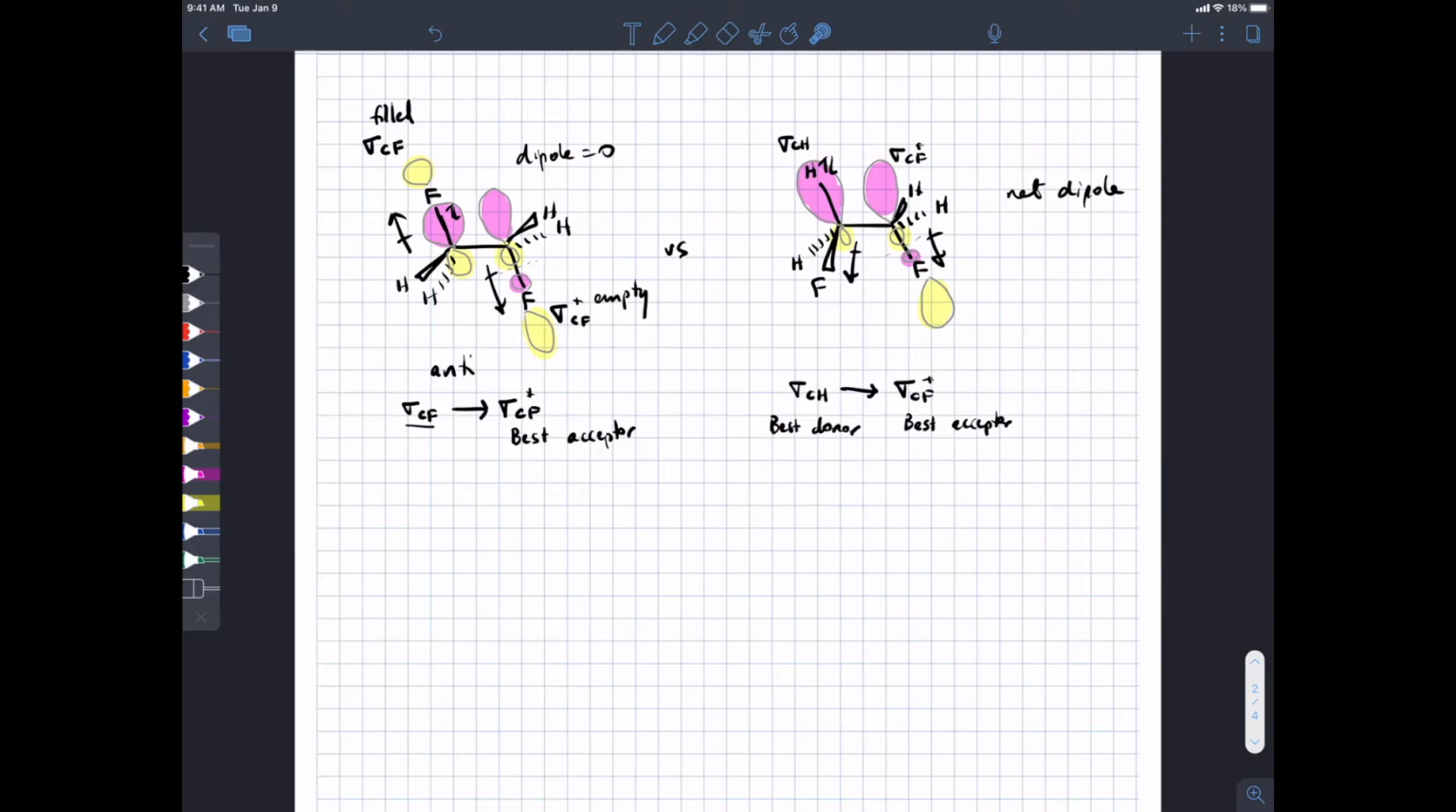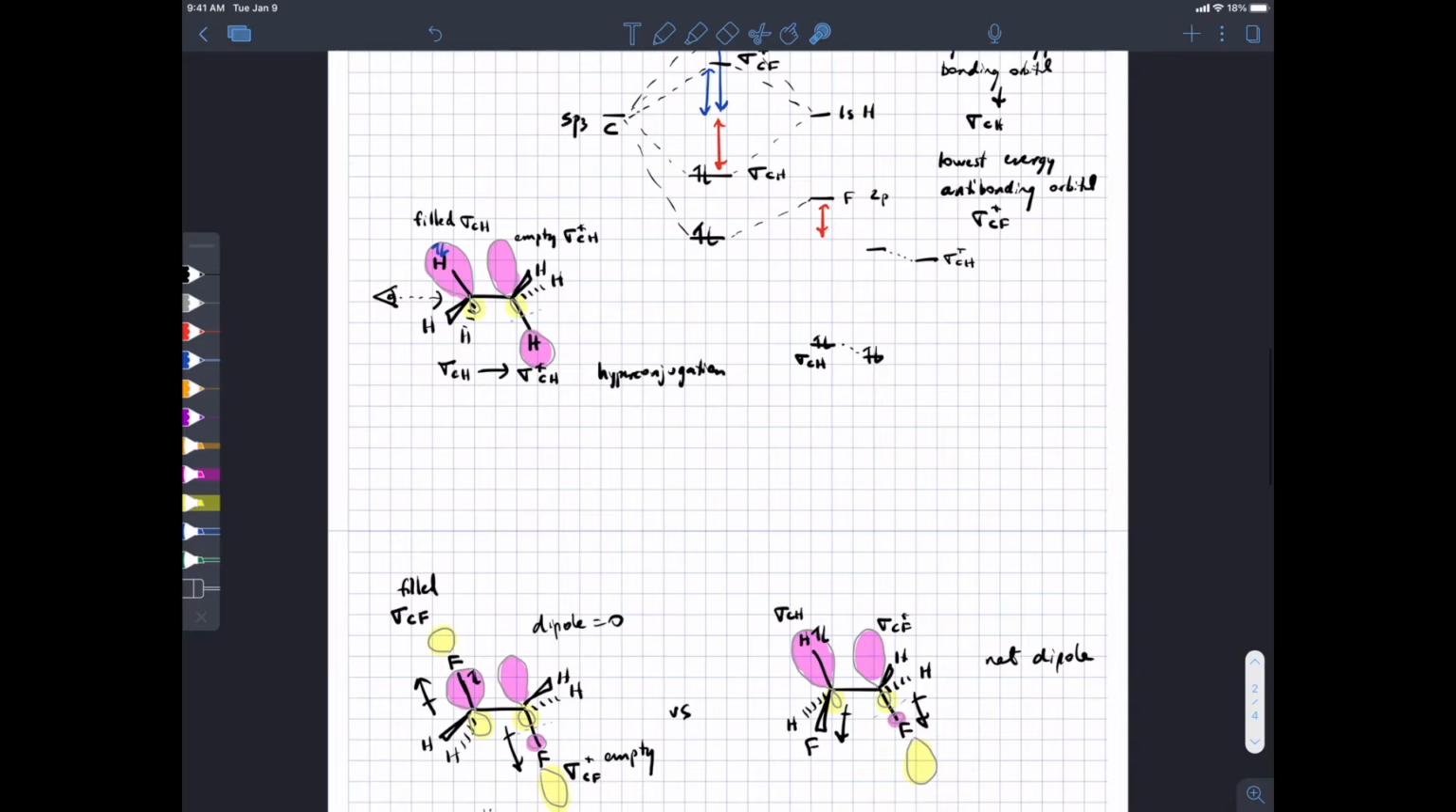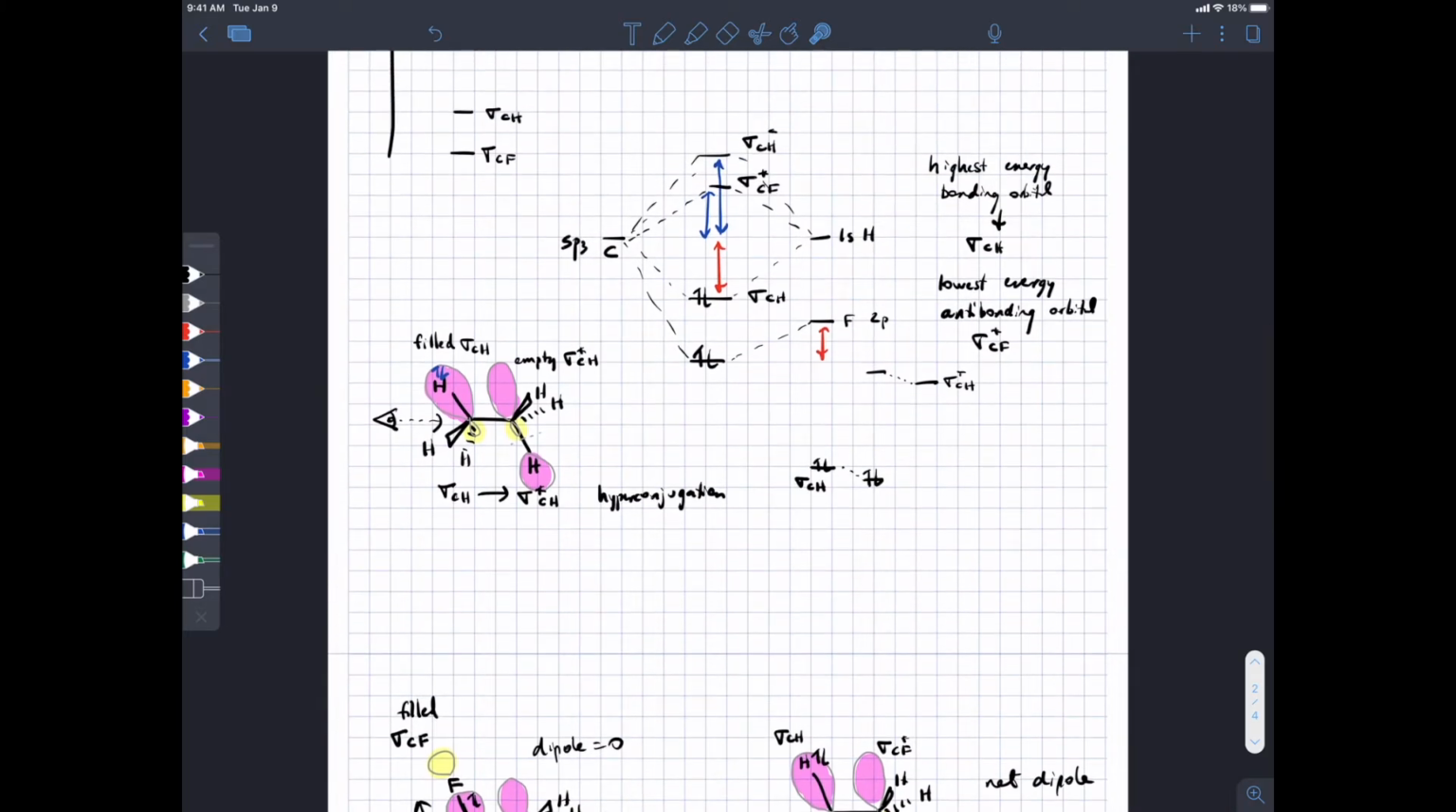Oh, I have another question, sorry. I guess I was just confused about why we're comparing, because usually we just compare filled to filled and antibonding to antibonding. Are we just comparing filled to empty because of this difference where our highest energy bonding is the sigma CH and our lowest antibonding is the sigma star CF?